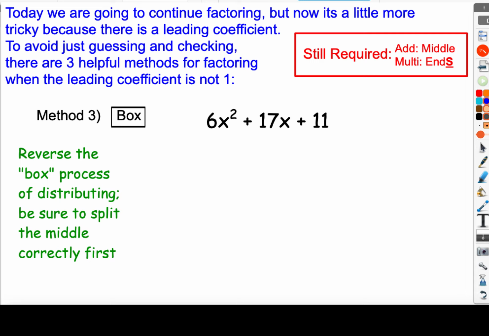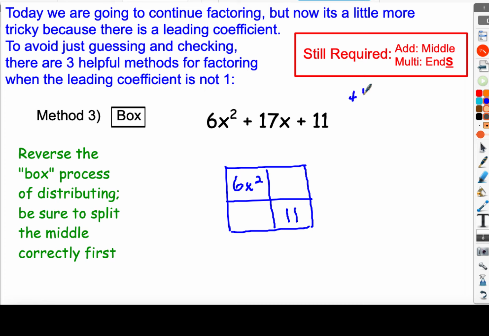I'm just going to go a little bit quicker this time because it's going to follow a lot of the same steps. The only difference is instead of setting up FOIL, or those distributing lines, we're going to do this in a box shape. Our upper left corner is always going to be our x squared. Our lower right corner is always going to be our constant. But what I need to know is what goes in the other two boxes. So again, what's going to add to 17x that also multiplies to 6x squared times 11, or basically 66x squared.